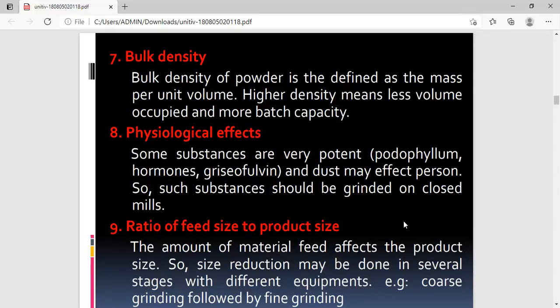The other important factor is bulk density. Bulk density of powder is defined as the mass per unit volume. Higher density means less volume occupied and more batch capacity.